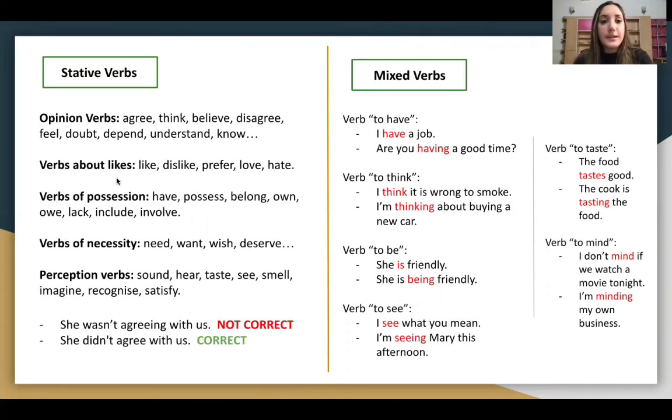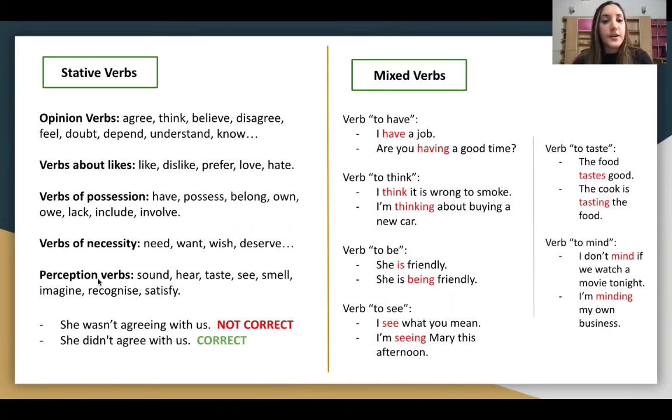Verbs about likes: like, dislike, prefer, love, hate. Verbs of possession: have, possess, belong, own, owe, lack, include, involve. And verbs of necessity: need, want, wish, deserve. And perception verbs like sound, hear, taste, see, smell, imagine, recognize, satisfy.